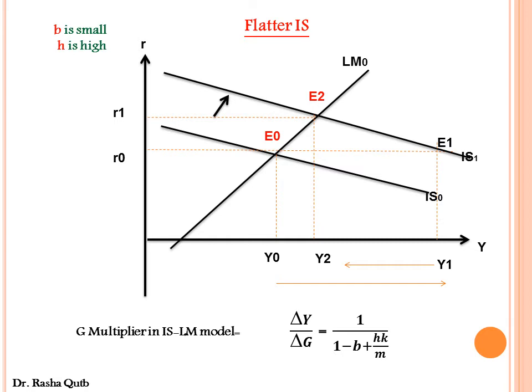That the actual and the final increase in equilibrium national income is only from Y0 to Y2. This is due to high crowding out effect.